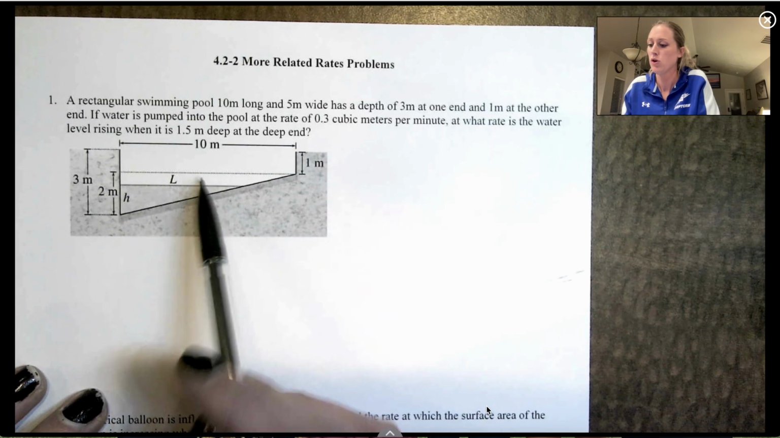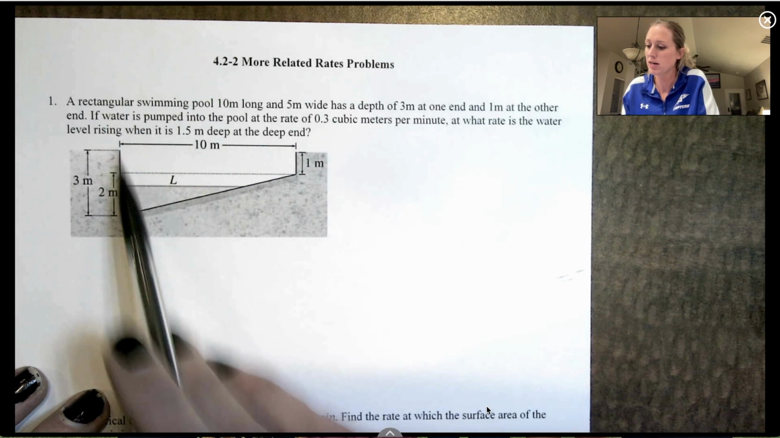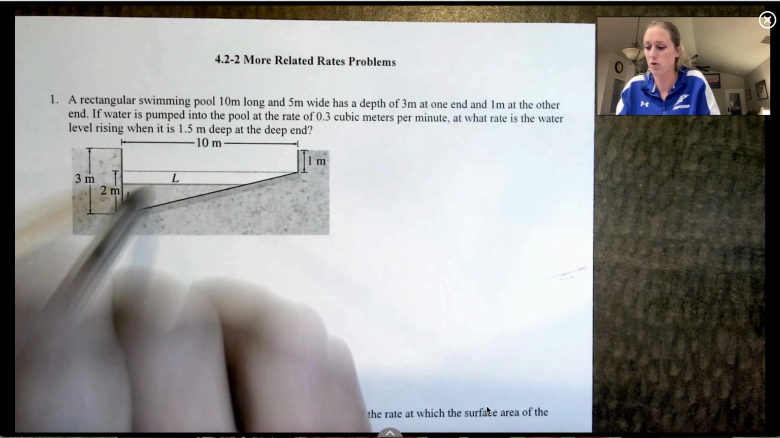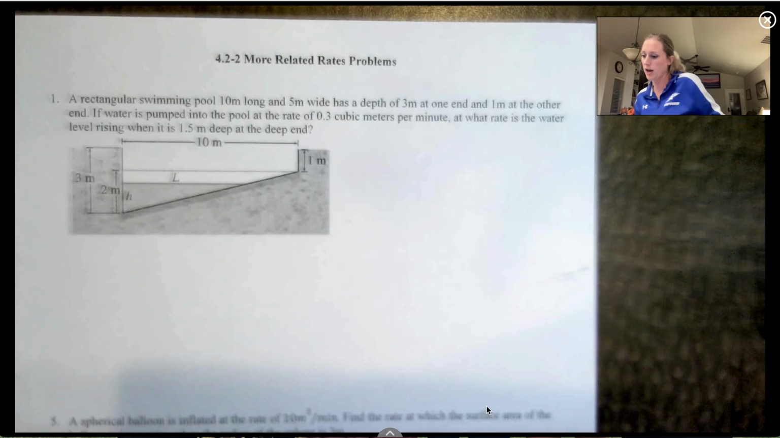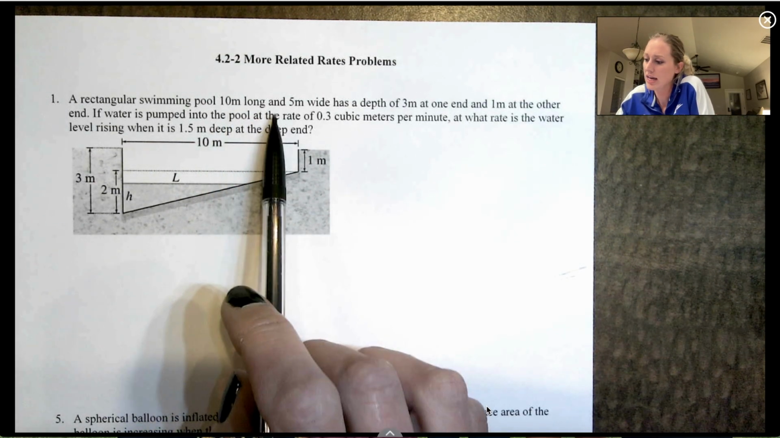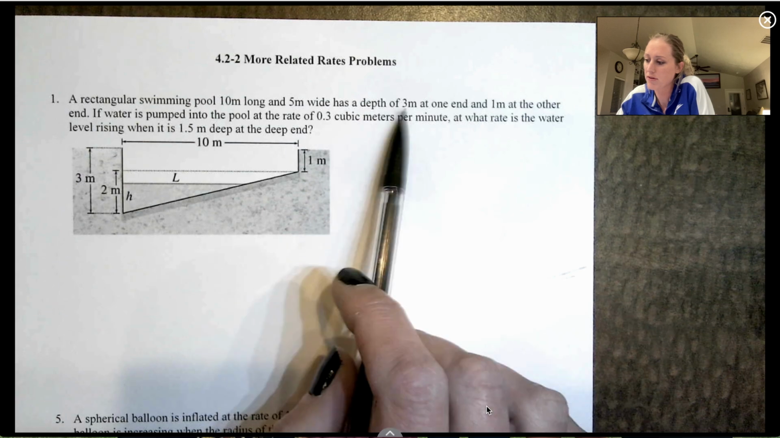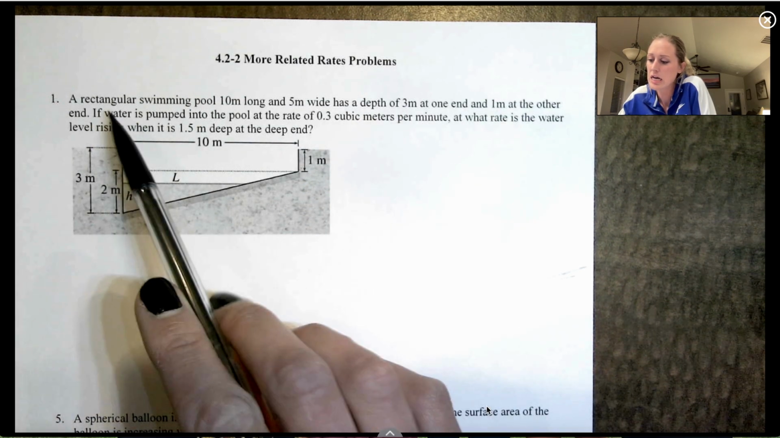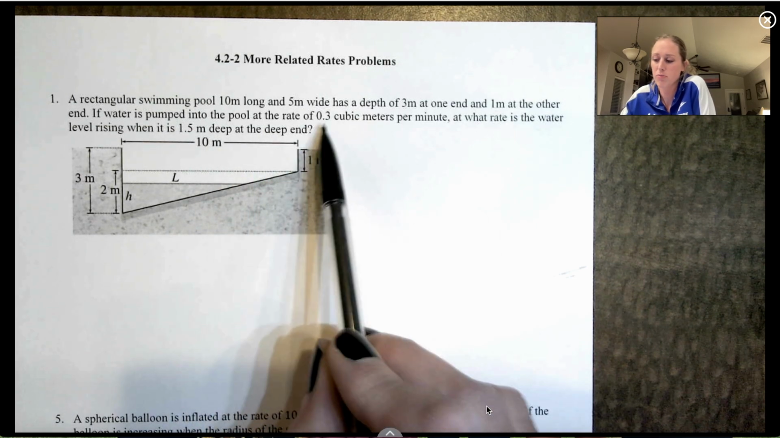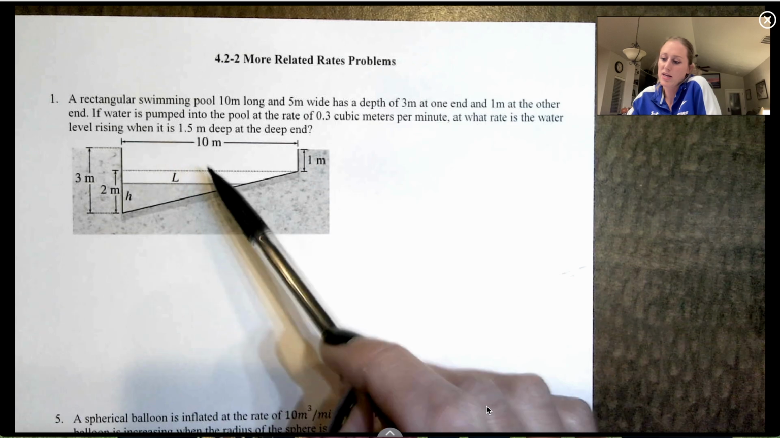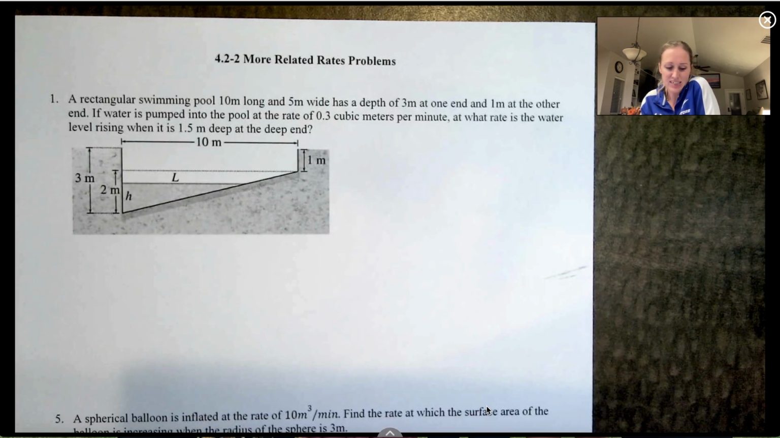But basically, what we're dealing with here, so we have a rectangular pool, lengthwise. We can't really, or I should say the depth. Okay, so going back into the paper. The pool is 10 meters long and 5 meters wide and has a depth of 3 meters at one end and 1 meter at the shallow end. If water is pumped into the pool at a rate of 0.3 cubic meters per minute, at what rate is the water level rising when it is 1.5 meters deep at the deep end?